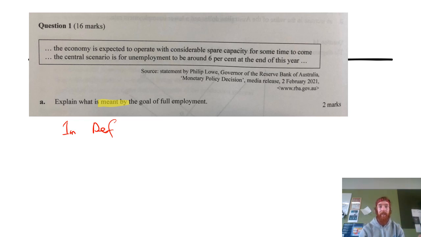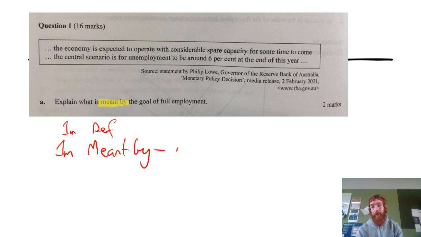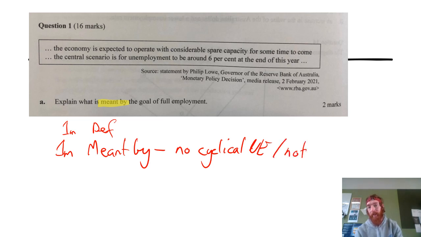But I think one of the specific things there for your 2nd mark in the "what is meant by" is covering that there's no cyclical unemployment, and it's not causing inflationary pressures. So no cyclical unemployment, not causing inflationary pressures. That is going to be the key point to get that mark. So not causing inflation, and that's 1A. That's a pretty cruisy way to start. So hopefully you're all good there.